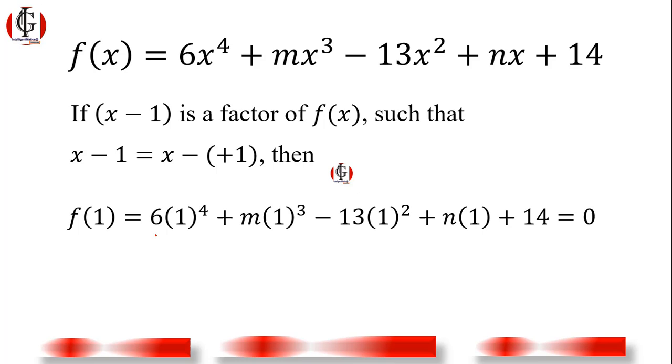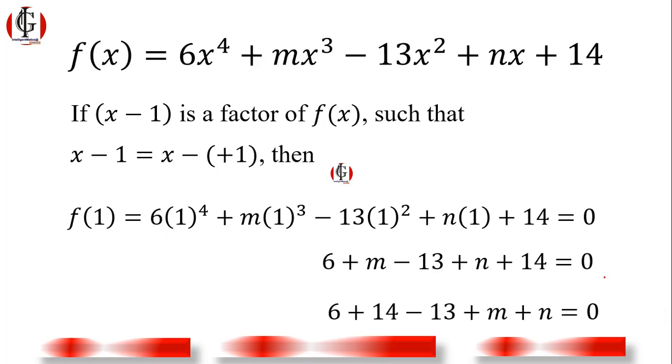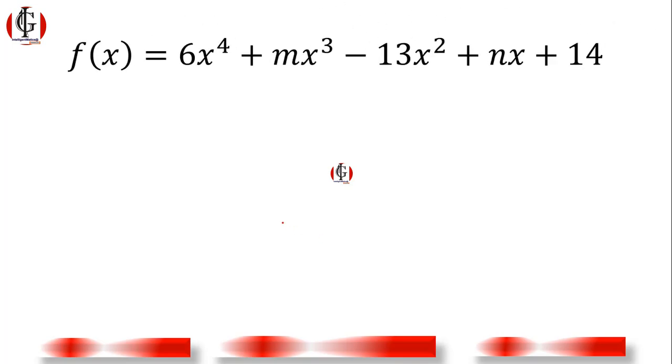And 1 raised to the power 4 is 1, 1 raised to the power 3 is 1, 1 raised to the power 2 is 1. So we are going to have 6 plus m minus 13 plus n plus 14 equals 0. So if I collect like terms, I'm going to have 6 plus 14 minus 13 plus m plus n equals 0. And that gives me 20 minus 13 plus m plus n equals 0.